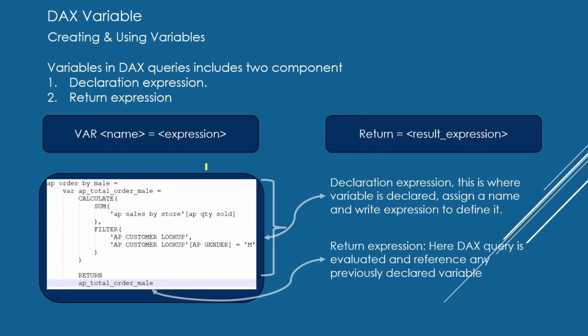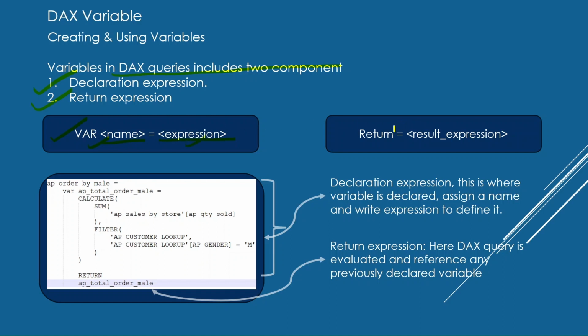Let's see how we can create a variable. A variable in a DAX query includes two components. One is the declaration of the expression and the second is the return expression. So how do we declare a variable? We declare a variable with the help of the VAR keyword, and we provide the name of the variable and whatever expression we are going to store in this variable.